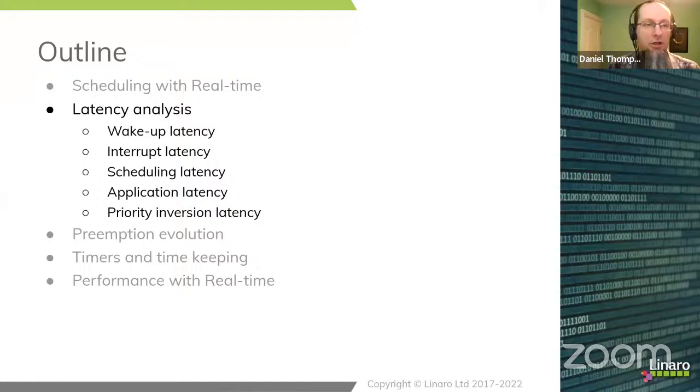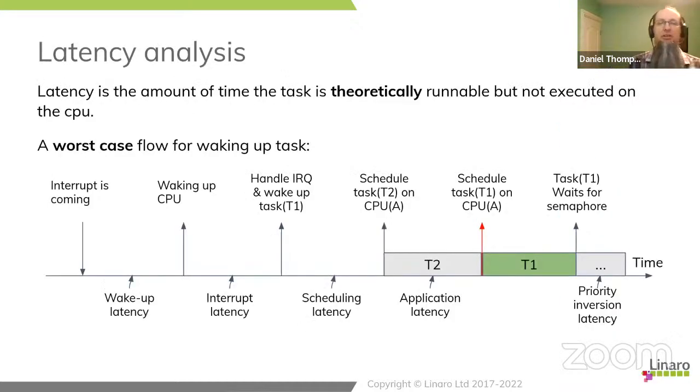I'm just going to do a brief tour of contributors to latency before we start talking about preemption evolution, so we can see which of those latencies the preemption evolution helps us to address. So there's lots of different ways to talk about latency. We've split it out into 5 different latency sources, some of which preempt RT helps us address and some of which it doesn't.